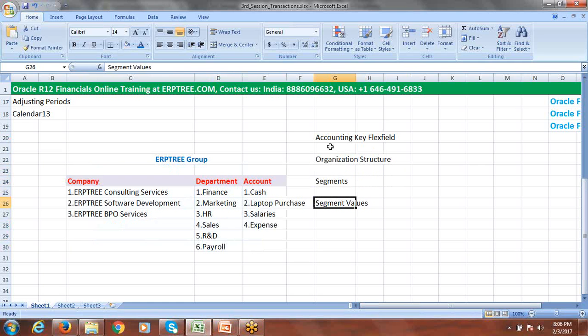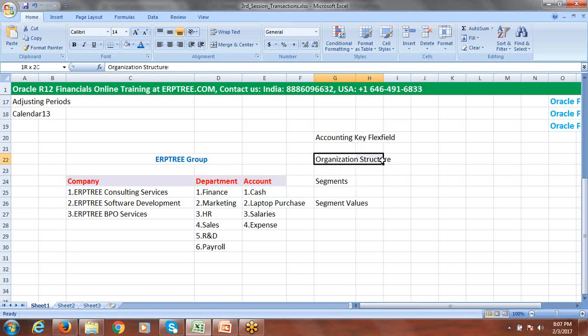Fine. So if you want to maintain information like this in our system, these are the naming conventions we have: to create the organization structure, segments and value sets by following the same hierarchy. Which feature will we use? Accounting key flex field. That means by using accounting key flex field, we can create the organization structure. Under organization structure, segments, and under segments, segment values.